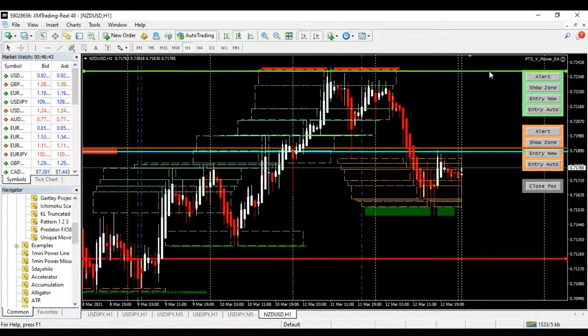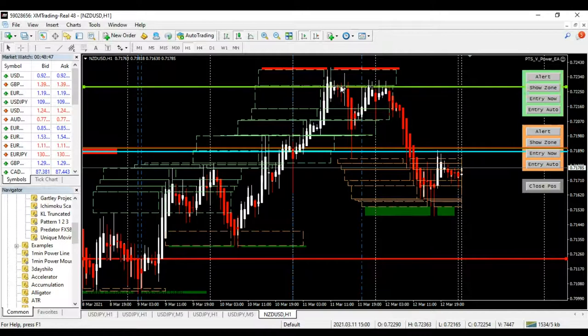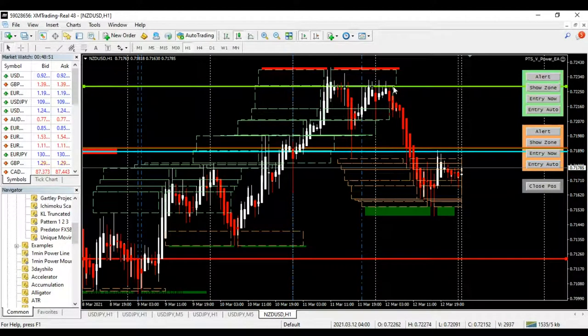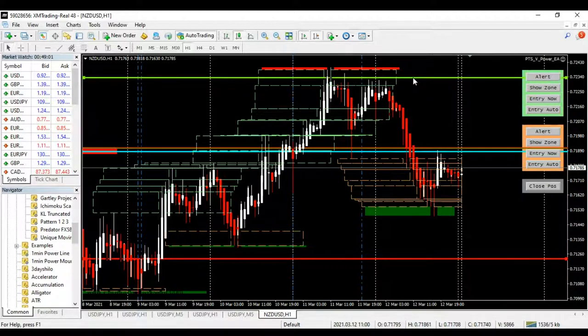So if I say this is the pullback, where the pullback ever got started, right here. But I know the market is going to come back and break this zone. So I pull my take profit right in here, man. Let's say 0.72340. NZD USD. See the way I'm analyzing the market for you.